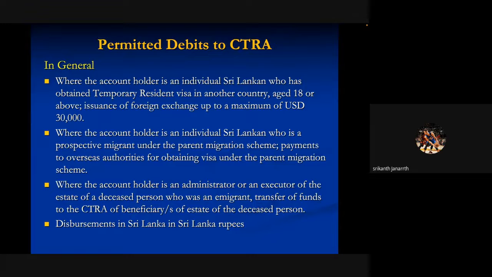That is what the regulation says. When you go through the limitation, you will know temporary resident has a 30,000 limitation, where the account holder is an individual Sri Lankan who is prospective under the parent migration allowance. Whatever money you want to take by debiting the CTRA, you can take up to the eligible amount you need to send to obtain your visa.